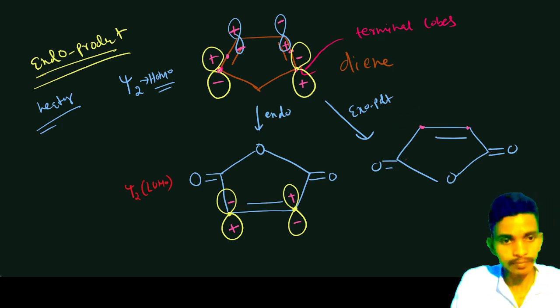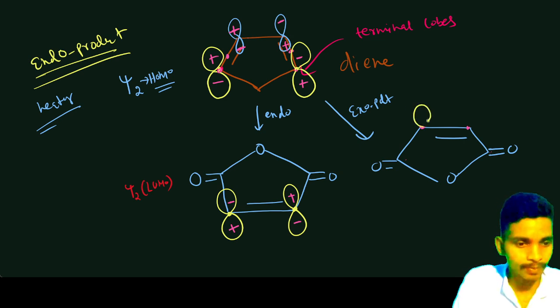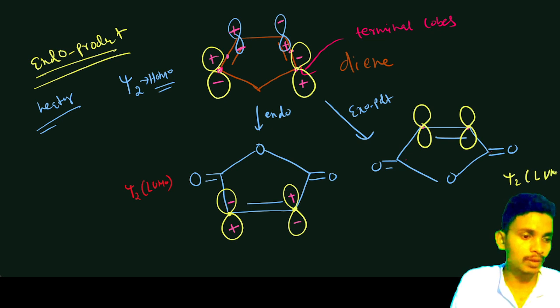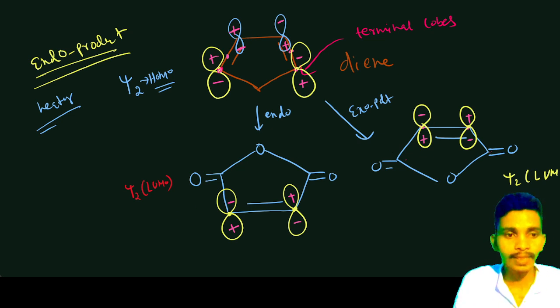Okay, so this is the primary interaction, where the bond actually forms. Since this is psi 2 and the LUMO, the terminal lobes have different signs. If this is negative, then this has to be positive. So this is negative and positive, then this has to be positive and this has to be negative, because they have different lobes. Now these are the secondary interactions.